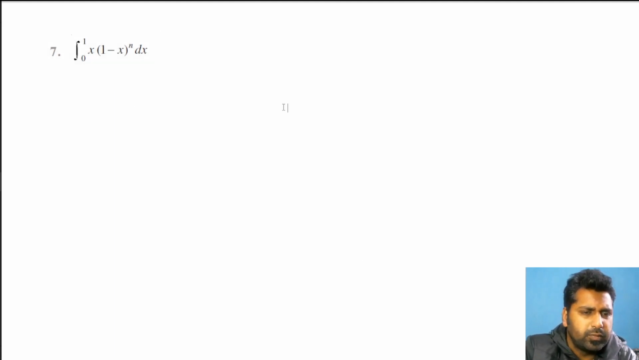again, if we see the limits, the limits are from 0 to 1. So there's no pattern of minus a to a, so it's not a question of odd-even. So what I'll do is, I don't know anything, so I'll apply the King rule again. So replacing x with, add the limits, 0 plus 1 minus x, that means 1 minus x.